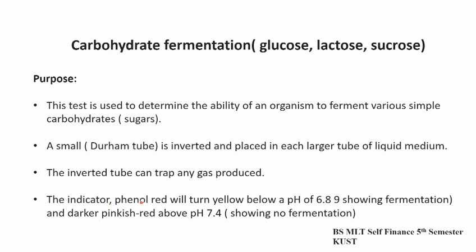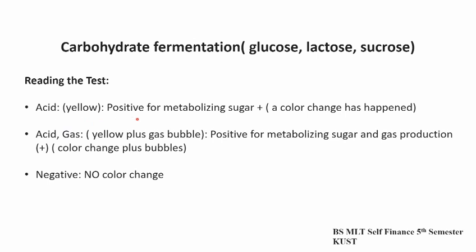The indicator phenol red will turn yellow below a pH of 6.8, showing fermentation, and a darker pinkish red above 7.4, showing no fermentation. Acid, yellow: positive for metabolizing sugar. A color change has happened. Acid and gas: yellow plus gas bubbles. If yellow color appears and gas bubbles appear, it means positive for metabolizing sugar and gas production. Positive: color change plus bubbles.